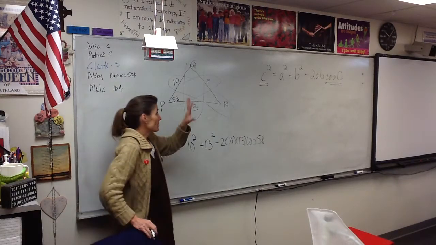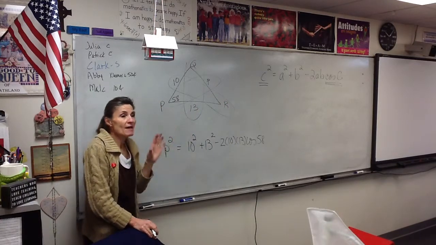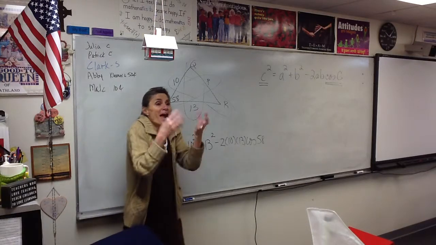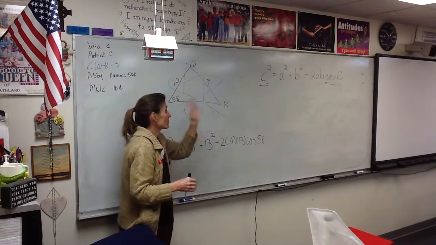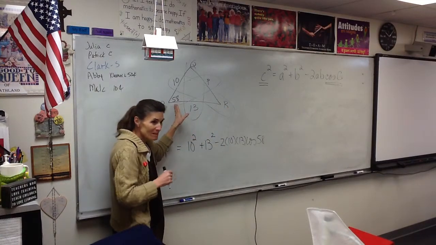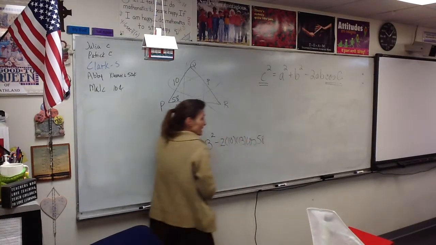Now, the letters in the law don't match the letters in this triangle, and that's irrelevant. What you're supposed to be seeing is the pattern. In the law of cosines, there is one angle. We don't have a choice. It has to be this one. That's the only one we have. So we're going to have cosine 58.